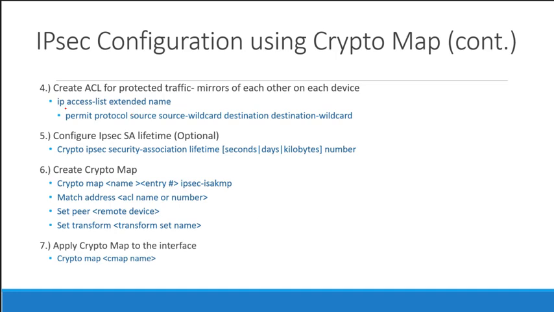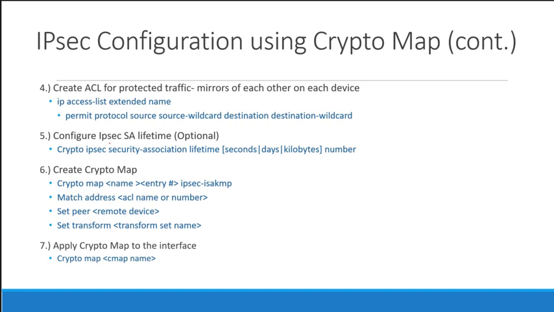I'm going to use a named access list, so I use the IP access list extended name and permit our protocols. Configure the IPsec Security Association lifetime. This is IPsec. That's optional as well. And that's 3,600 seconds. Next, we've got to configure our crypto map and to link all this stuff together.